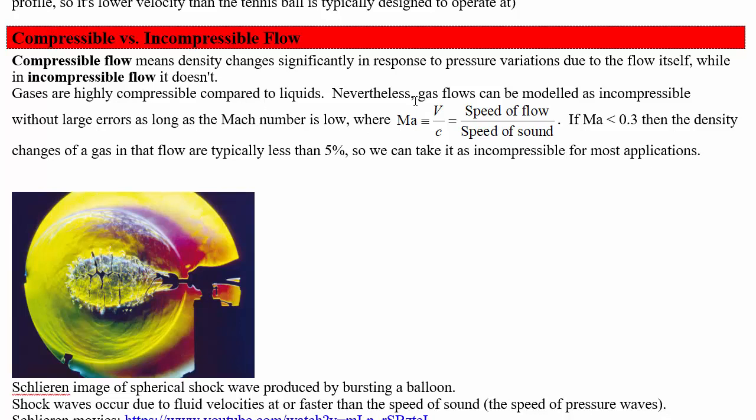A gas flow can actually be incompressible as long as the Mach number is low. Mach number is the speed of the flow divided by the speed of sound. So if the Mach number is less than about 0.3, so we're moving at less than around a third of the speed of sound, or if we're talking about air, less than about 100 meters a second, then the density changes of a gas in that flow are typically less than 5% because of the flow itself, so we can take it as incompressible for most applications.